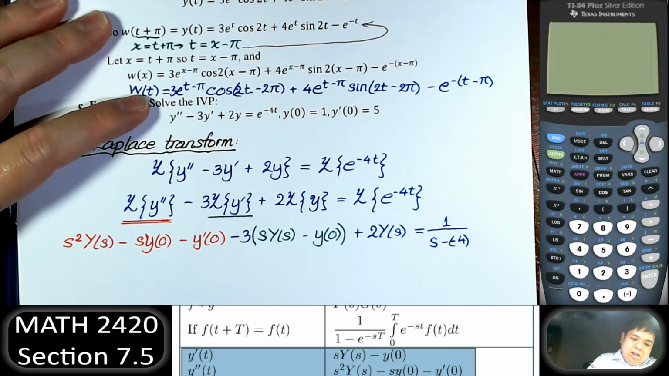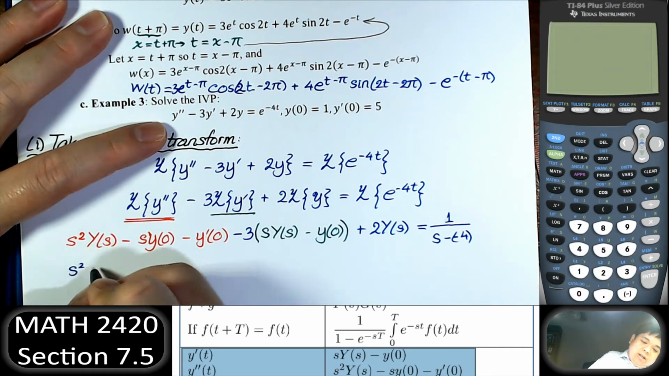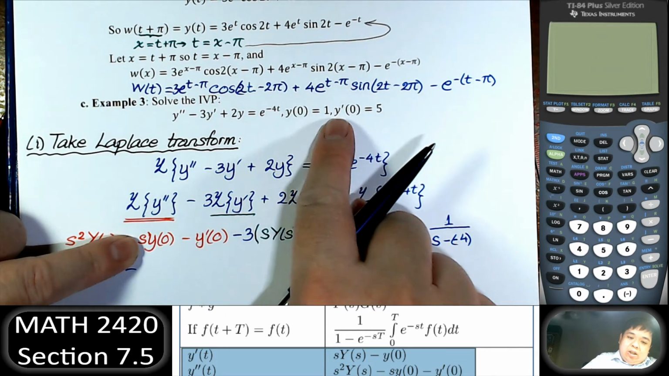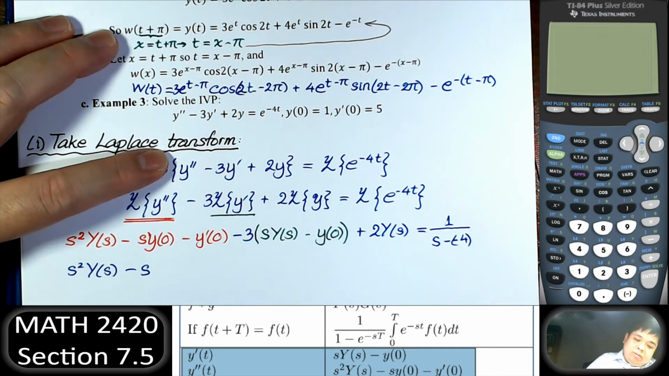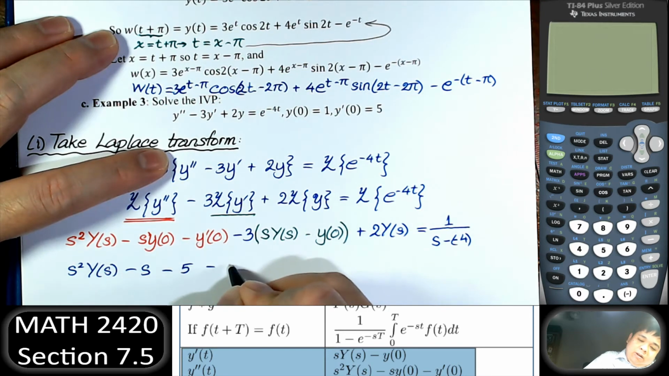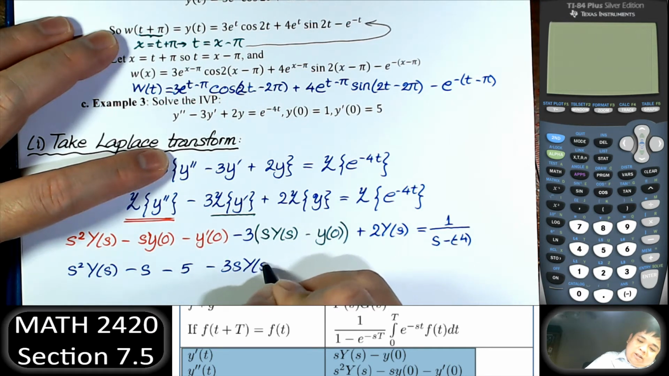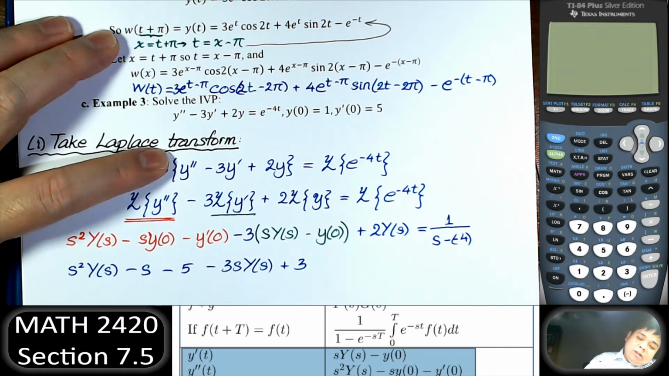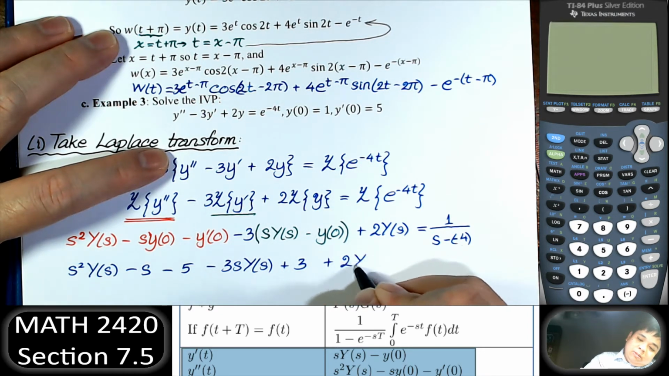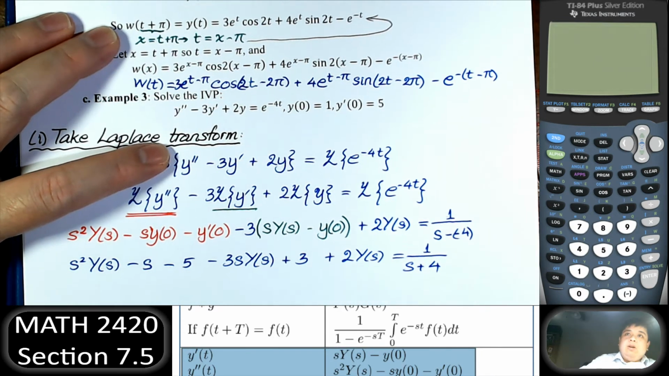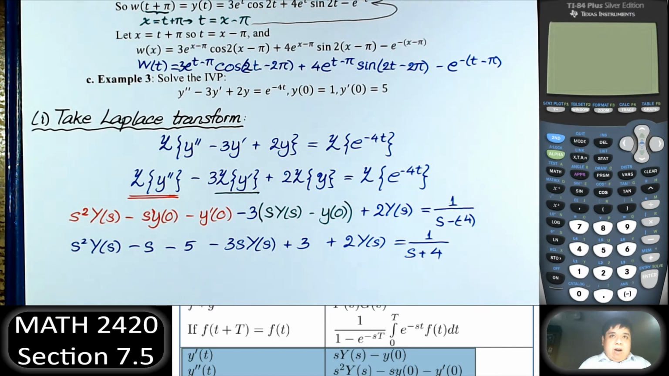Now let's simplify this a little bit. S squared y sub s, minus s times the initial condition at 0, which is 1, minus the derivative at 0, which is 5, minus 3s y sub s. Our initial condition at 0 is 1, so minus 3 times minus 1 is plus 3. So that is the first step: we find the Laplace transform.